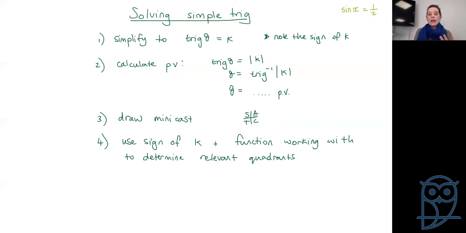So your sign of k plus which function you're working with, because of course it's going to change depending on if you're sine, tan, or cos, because they're each positive in a different place. So that then helps you to determine your relevant quadrants. Once you've got your relevant quadrants, of course, now you can calculate.